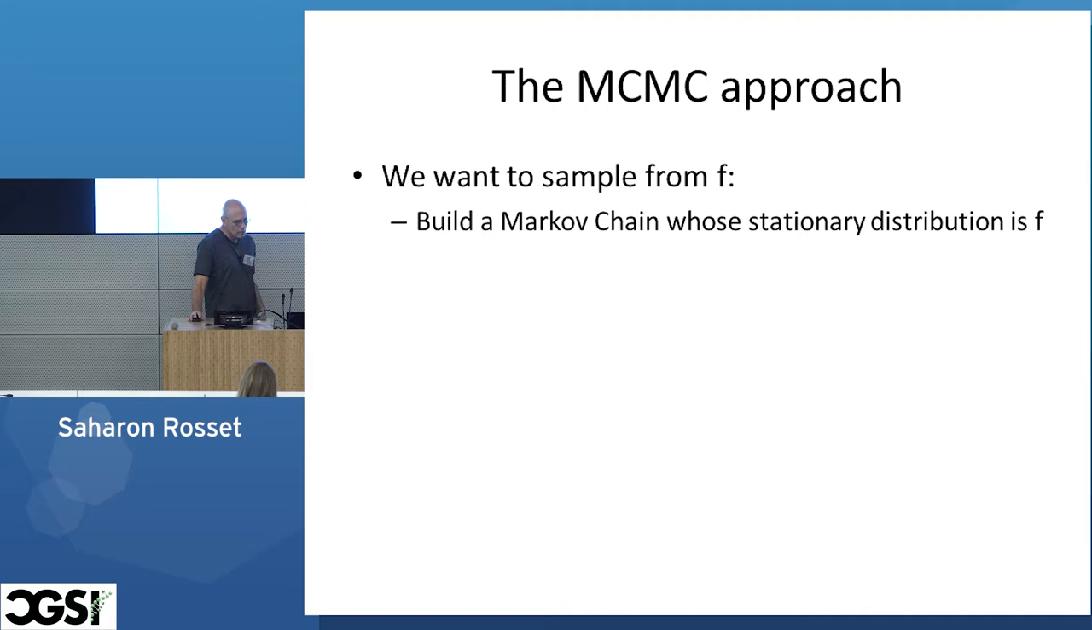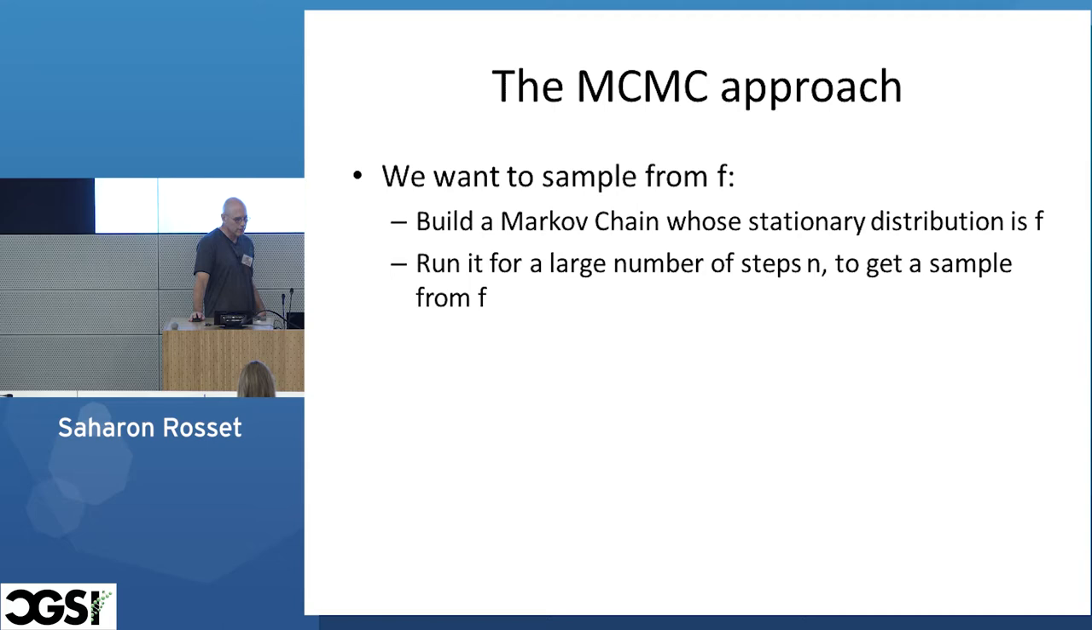So we need to build a Markov chain whose stationary distribution is f. We need to run it for a large number of steps, and then we have a sample from f. And then we can repeat, run it again for a large number of steps and get another sample from f, and so on. So as long as we have patience and big computers and we know how to design Markov chains, we can get as many samples as we want from our desired f.